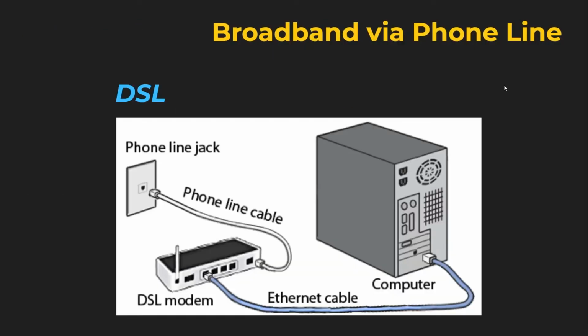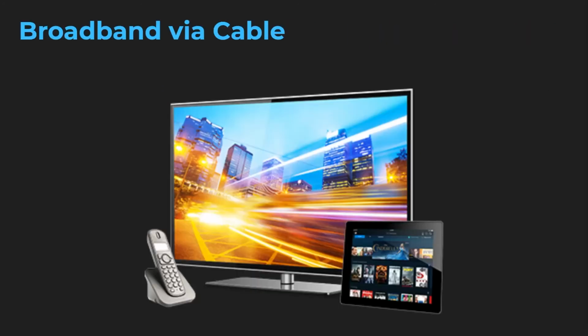One method of broadband is DSL. DSL uses copper telephone lines to transmit data. Unlike dial-up, which also uses a phone line, DSL is faster and does not interrupt phone service. Another method of broadband is cable. Broadband from cable services allows the same cables that provide TV service to also provide an internet connection.